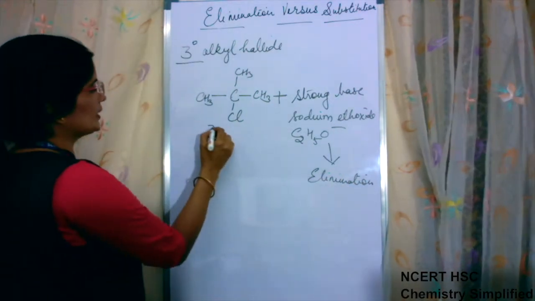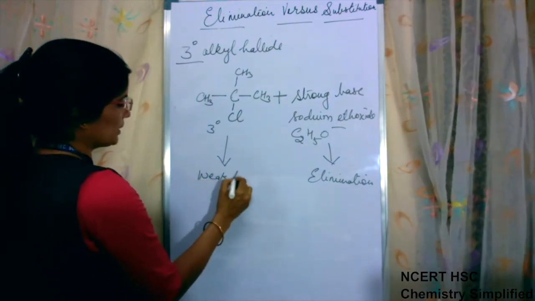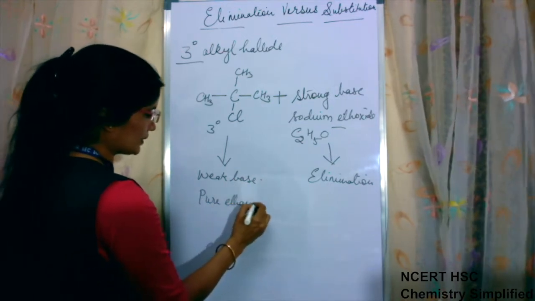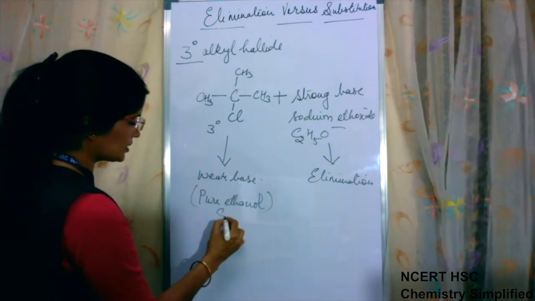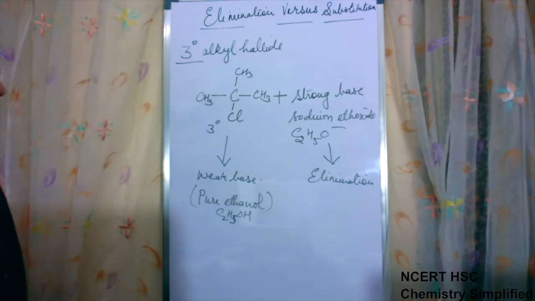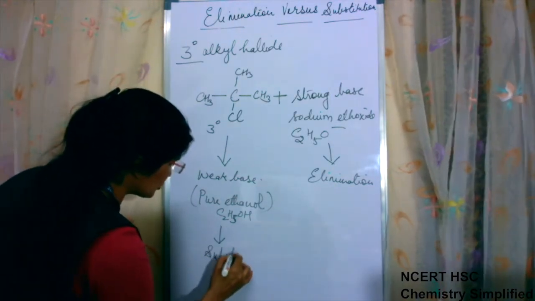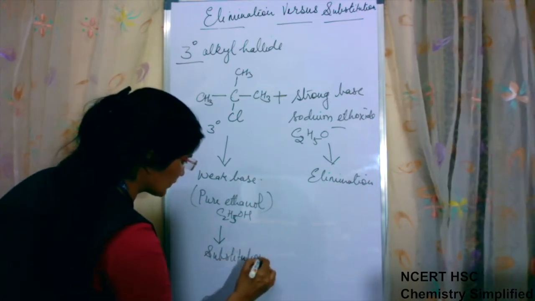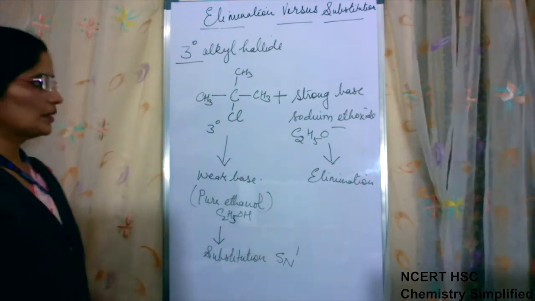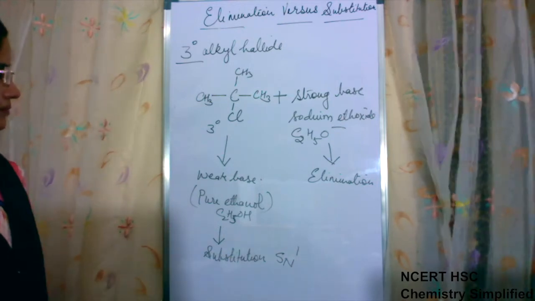And if a 3 degree alkyl halide is treated with weak base like pure ethanol, that is C2H5OH, then the product it will give will be the substitution product and the mechanism will be SN1. Because 3 degree is fastest when the mechanism is SN1.